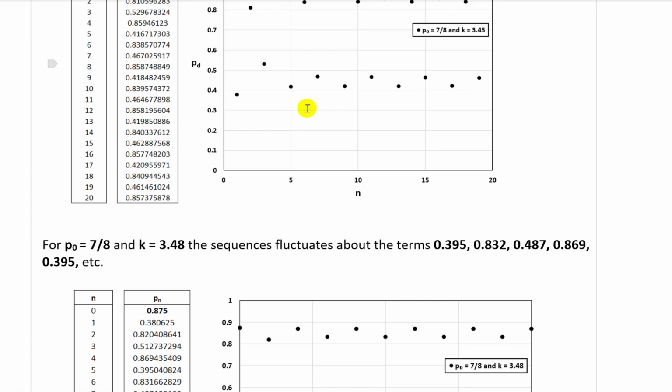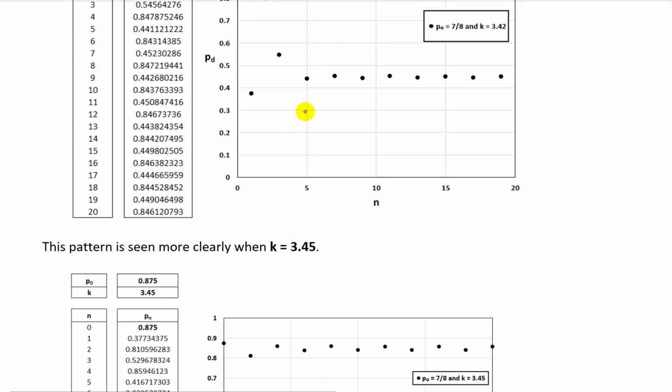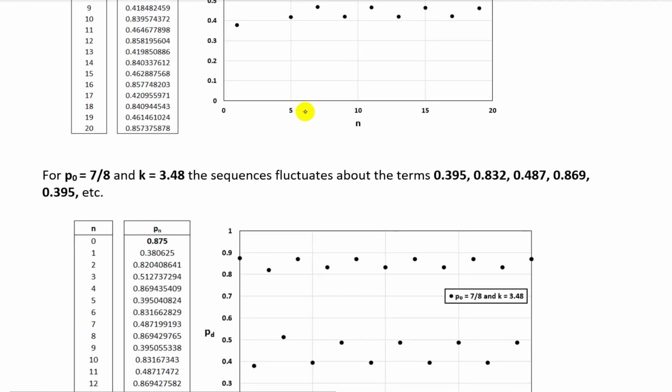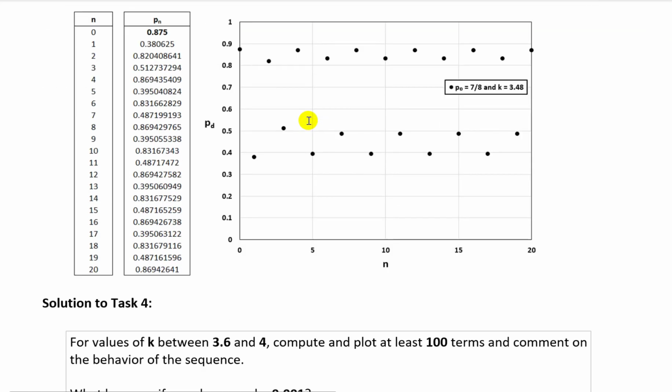Interestingly, over here for an initial population of 7 over 8, or 0.875, and k is 3.48, so even higher, going closer to 3.5, the sequence fluctuates about the terms 0.395, over here and over here. Then 0.832, so it goes to 0.395, then you have this 0.832 here, then it goes to 0.487, and then 0.869 on the top. So again, there are 4 distinct branches. Very fascinating stuff. Here you see it just fluctuates about these 4 branches.